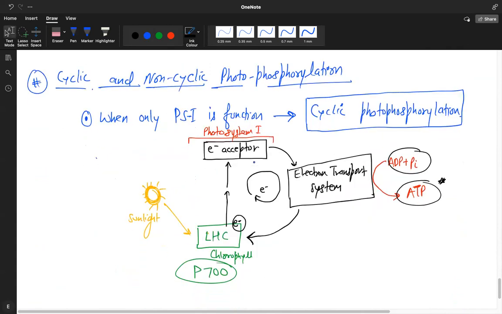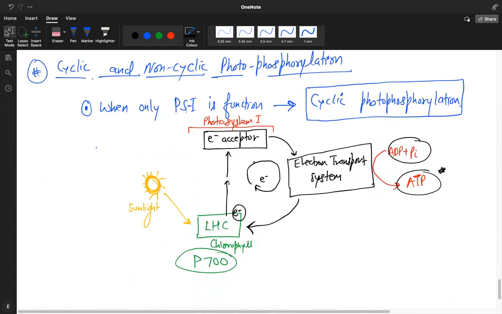Okay. Now quickly, just tell me, what do you think is happening here? What do you think is the benefit of cyclic or non-cyclic photophosphorylation? What is one difference that you can clearly see between the two? Yes, Iram, you tell. So in non-cyclic photophosphorylation, there is breakdown of water, whereas here it is not.